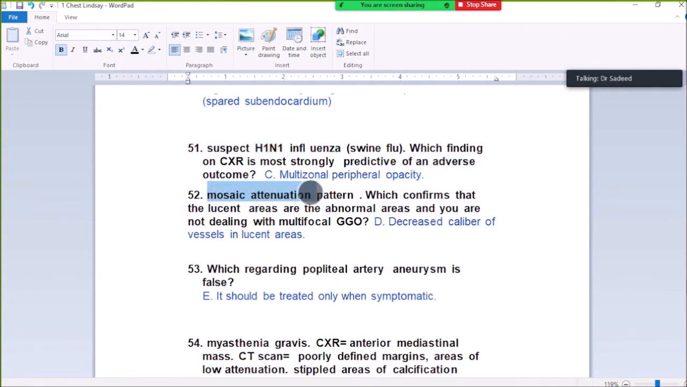Question 52. Mosaic attenuation pattern. What confirms that the lucent areas are the abnormal areas, and you are not dealing with multifocal consolidative opacities, is the caliber of vessels in the lucent areas. When there is chronic thromboembolism, there will be a mosaic attenuation pattern, and in the lucent areas there will be decreased caliber of vessels.